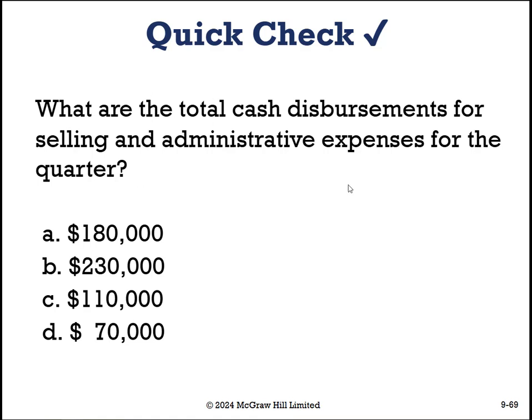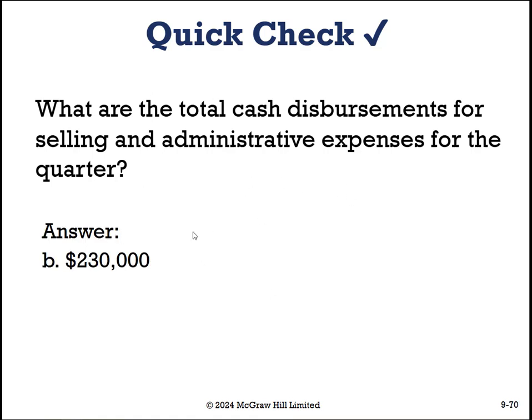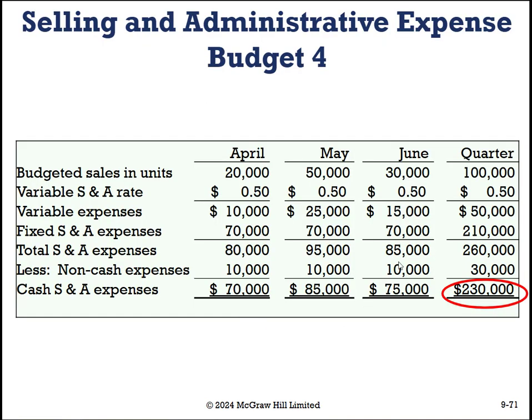All right, welcome back. And if you said B, 230,000, you would be correct. Let's take a peek. We follow this through for our 20,000 to 50,000 to 30,000 units produced at a total of 50 cents per unit, which gives us $50,000. We have fixed expenses, 3 times 70,000 equals 210 for the quarter. And then we add 10,000 of monthly SG&A expenses to give us 230,000. People, you are getting there.